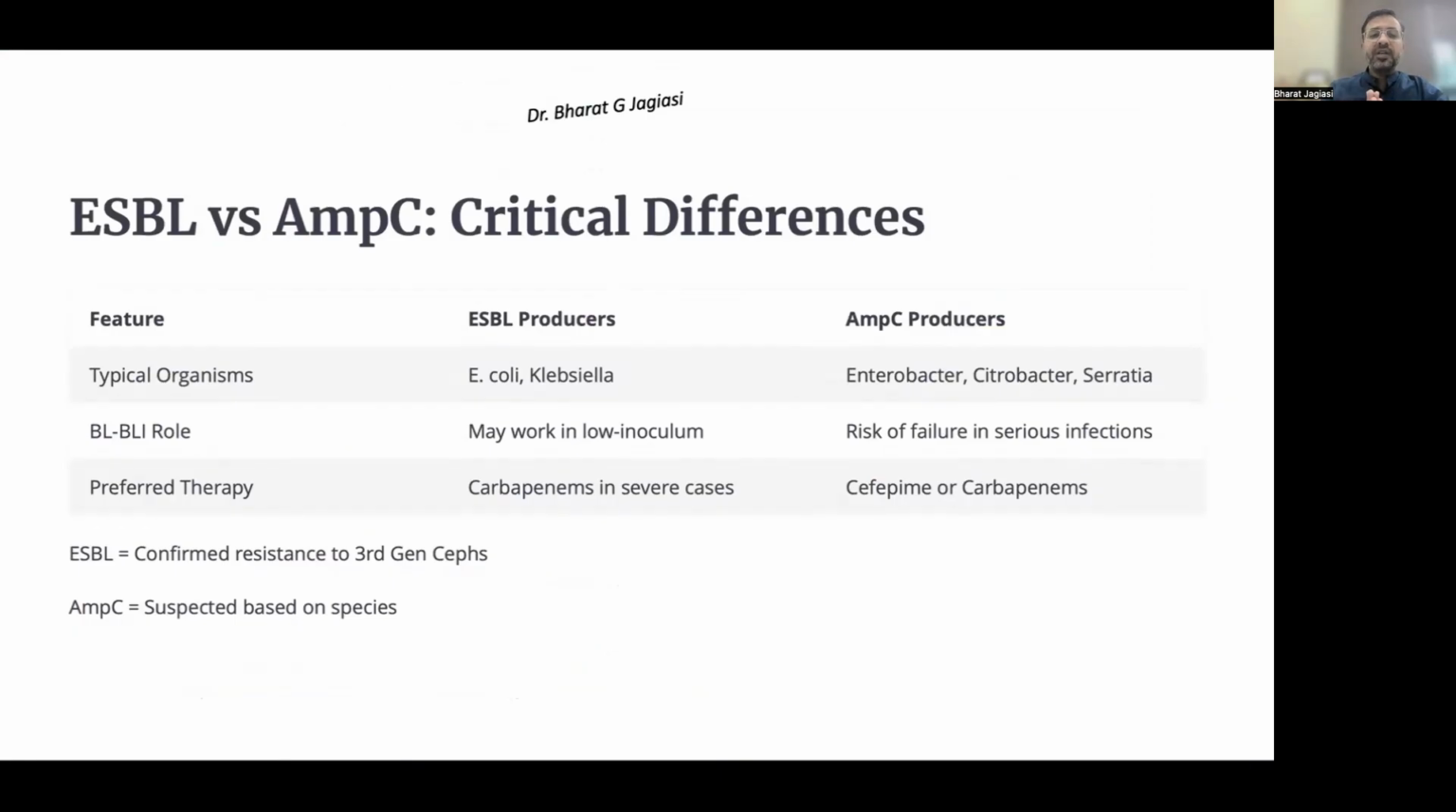So when it comes to the comparison of ESBL versus AmpC, it has a very critical difference. ESBL is mostly seen in E. coli and Klebsiella, and AmpC is produced by Enterobacter, Citrobacter, and Serratia. BL-BLI may work in ESBL in low inoculum in the immunocompetent patient, but they do not work very well in AmpC. When it's AmpC, we have to consider more of the carbapenem.